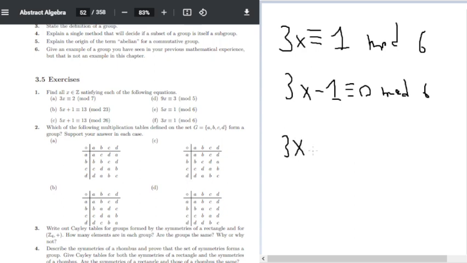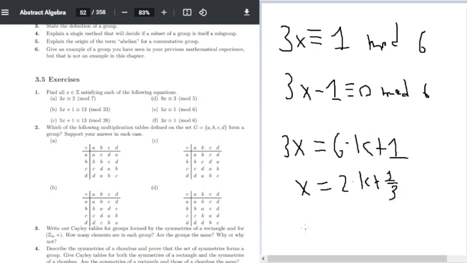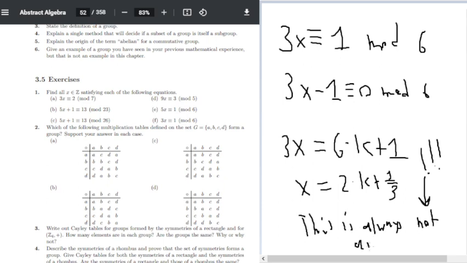Suppose that 3x equals 6 times k plus 1. Suppose this was true. However, if we divide, x would be equal to 2 times k plus 1 over 3. This is always not, 3 exclamation marks, an integer. This is always not an integer.